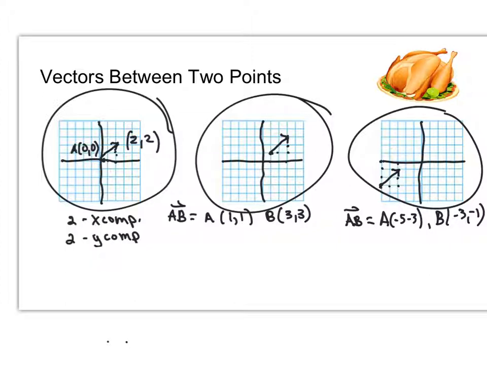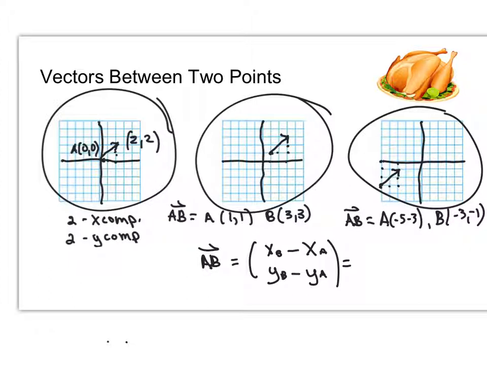Okay, I know that's not going to be enough for some of you. Some of you are going to want a formula to put your vector in component form. So for vector A to B, you'll see that for component form, it's x of B minus the x component of A over the y component of B minus the y component of A.